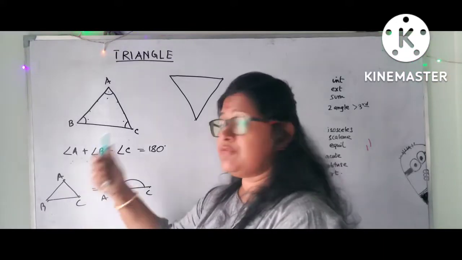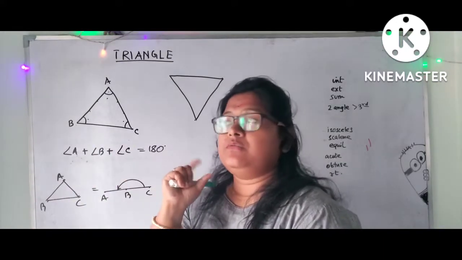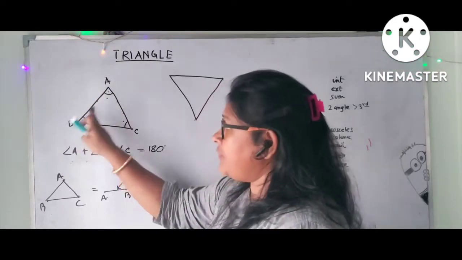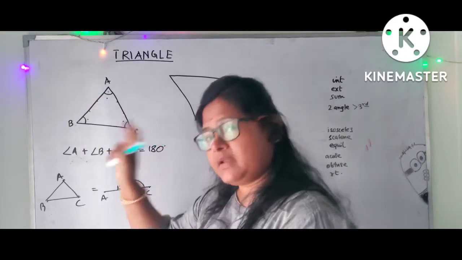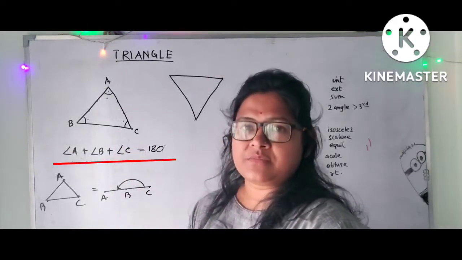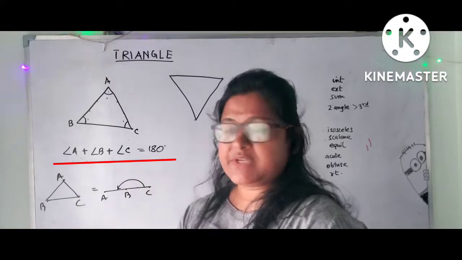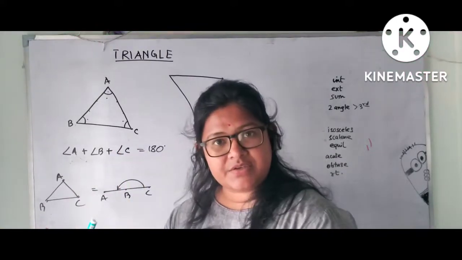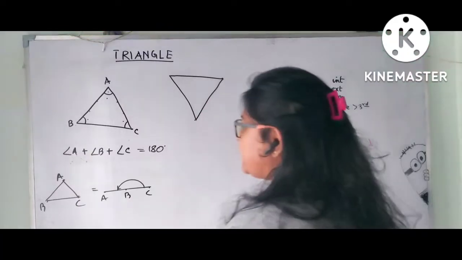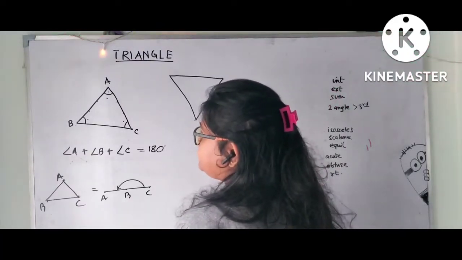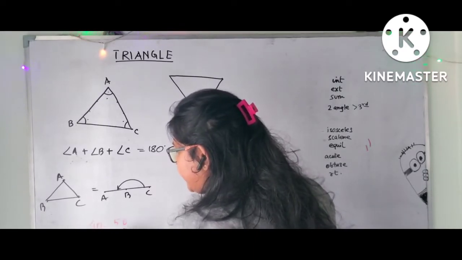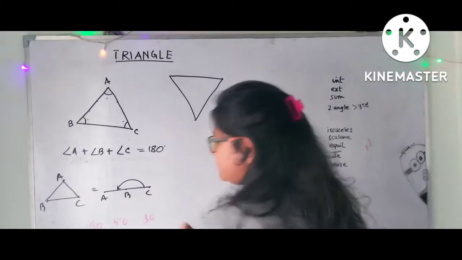This is the first and foremost relation that you should know. The addition of the three internal angles of a triangle is always 180 degrees. Remember this, whatever happens. If it is not 180 degrees, that means it is not a triangle. Suppose I give you three angles like 40, 50 and 30.